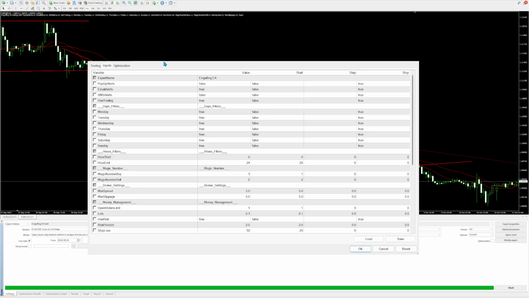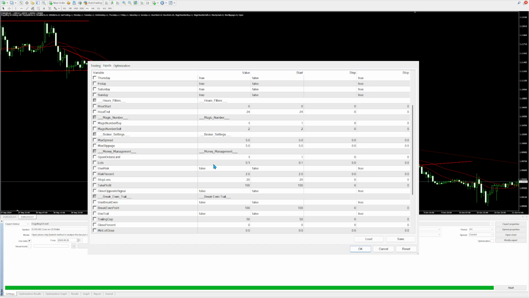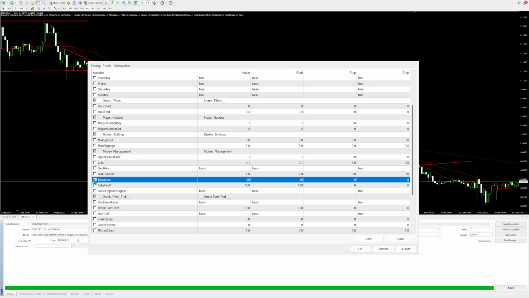So to do that, you will just reset the settings. You just want use trading set to true. We don't need alerts because we're only back testing in the MT4 strategy tester here. We'll leave all day set to true and all trading hours. And what we'll do is we'll test different variations of settings. So to test a setting, you click the box there and you enter the values you want to test.